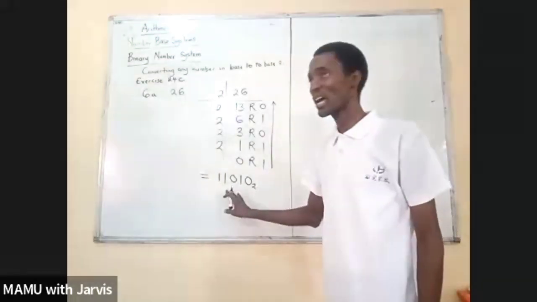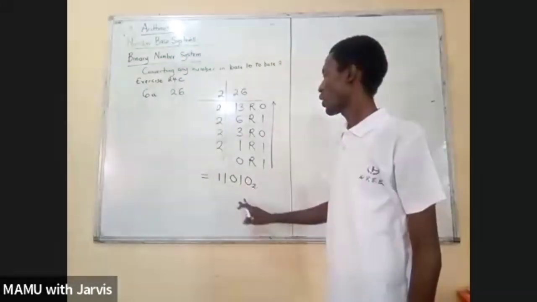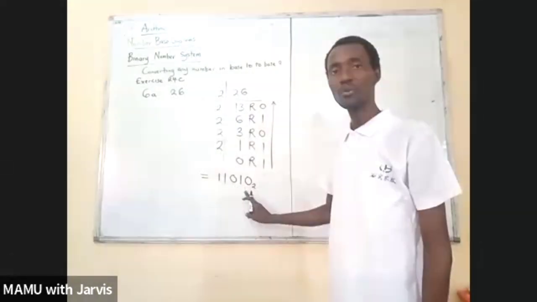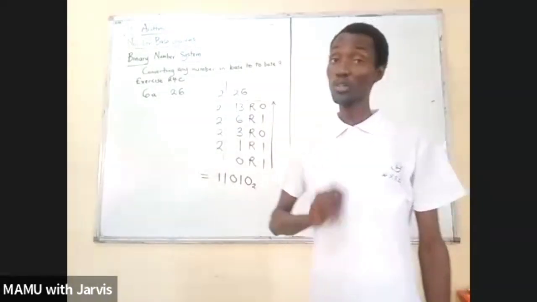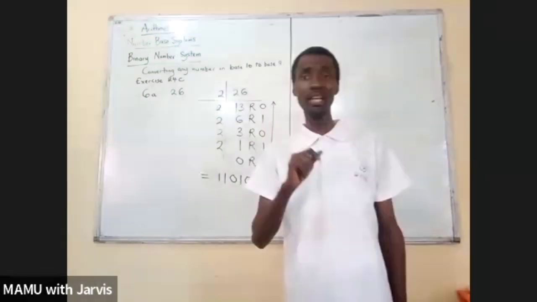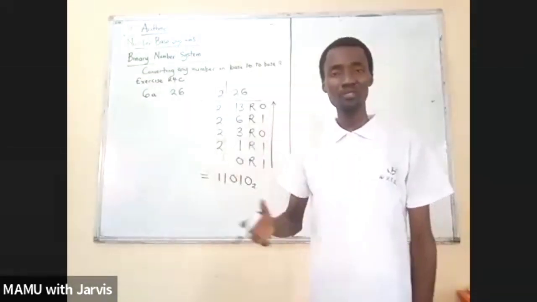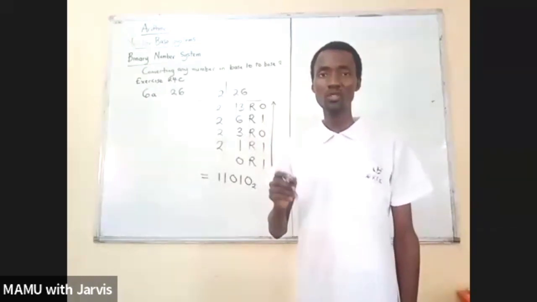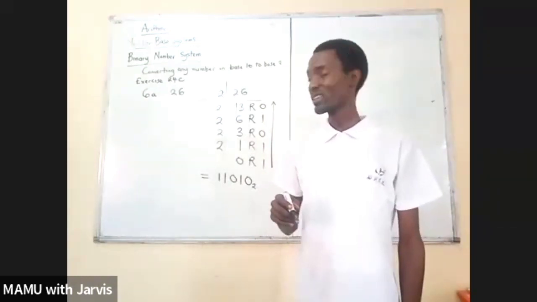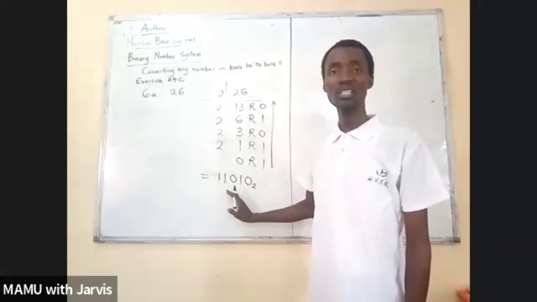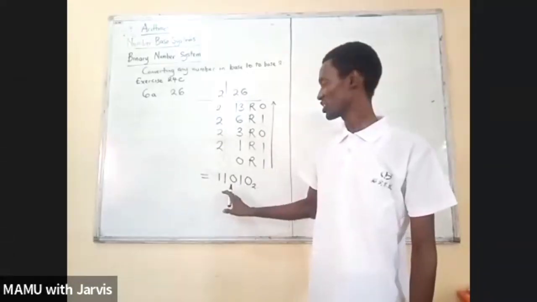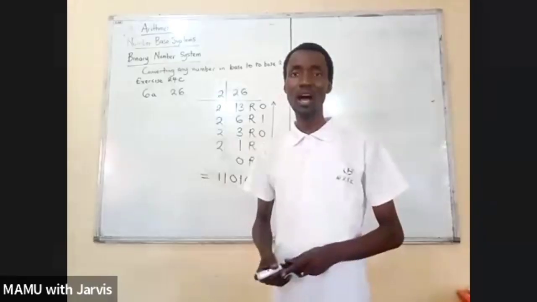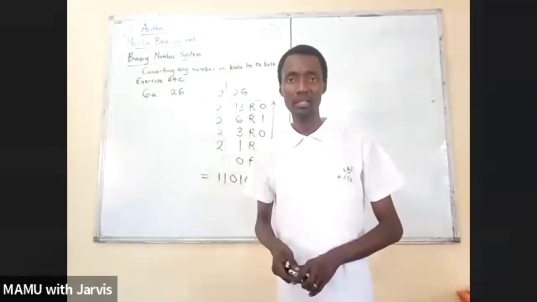It is not 11,010. It is 1, 1, 0, 1, 0, base 2. It's important you don't forget. The only time we count 200 and whatever is when we are dealing with base 10. If the number is not base 10, we will read each digit as it is there. So this is what that answer will look like.